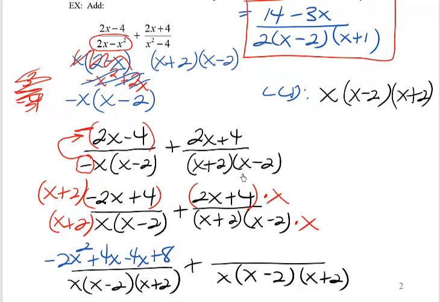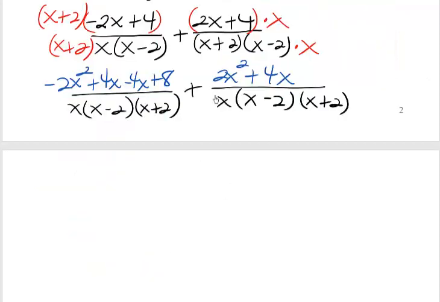The other guy is not quite so bad. It's not a FOIL, it's just a distribute. So 2x times x, 2x squared, and 2x times 2, 4x. We've reached the point now where the denominators match, so we can go ahead and just add. Just do it. Adding's even easier than subtracting. I think we can just do it as we go here. Just add up all the terms on the top.